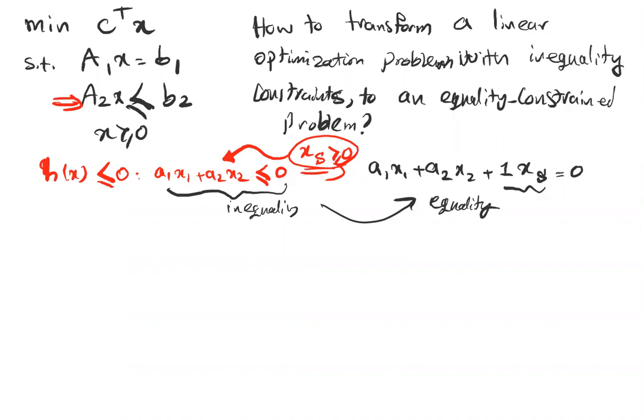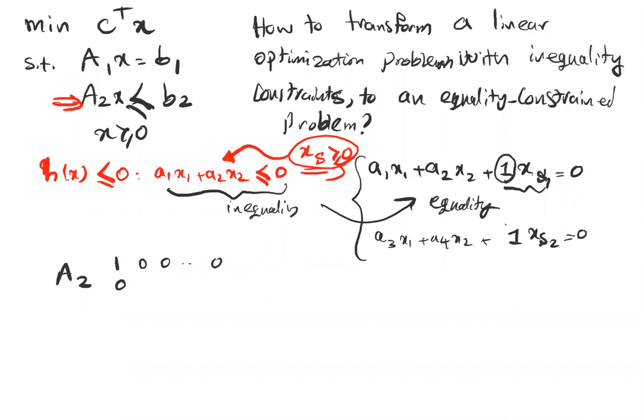All right. So as you can see, the coefficient for this slack variable is 1. And if we have multiple of these, it's going to be, let's say, a3 x1 plus a4 x2 plus 1 xs2 is equal to 0. So if we want to write this in a matrix format, how we are going to represent this is going to be A2 and then 1 0 0, 0 1 0, 0 0 1.